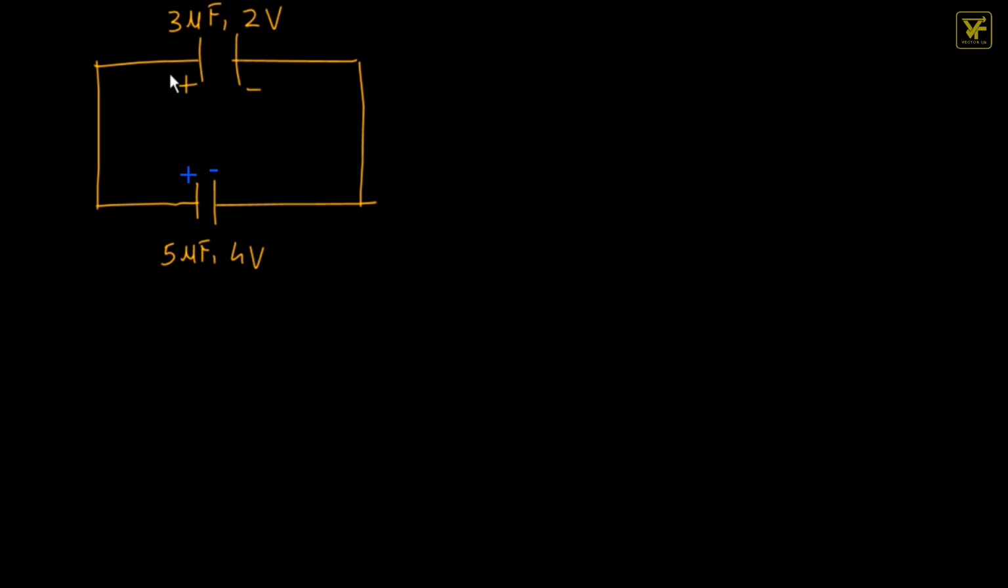You have to find the final charges, the final common potential, and the heat generated, if these are the things we are interested in. So how will we find this? Let's understand. First of all, let me write the initial charges on the capacitors. The charge on this plate will be plus 6 microcoulombs, on this one minus 6, this one plus 20 and this one minus 20.